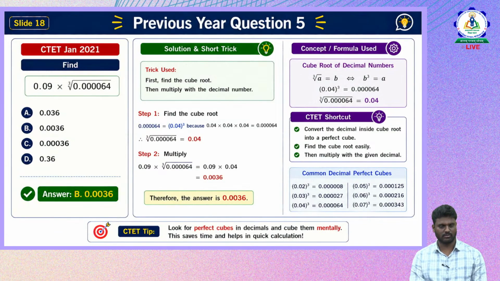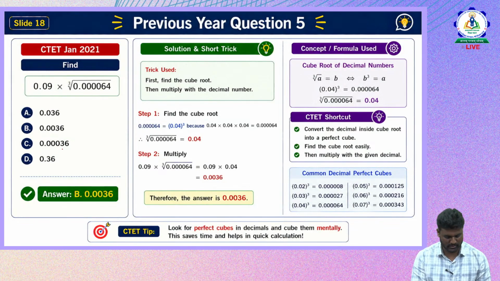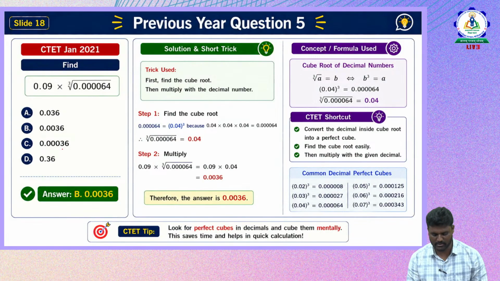0.0064. The values are given, and we need to simplify this question and identify which is the correct answer. Option A is 0.036, option B is 0.0036, option C is 0.0036, and option D is 0.36. When you simplify this, which is the correct one, we have to see. So how can we simplify this?